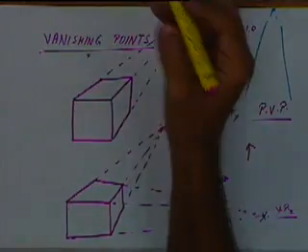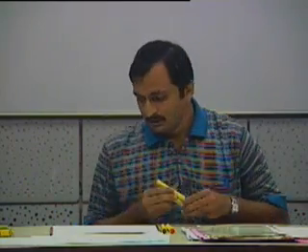For the general perspective transformation, how do we find vanishing points? We'll briefly see that method next time, and then we'll go on to the next topic, hidden surface removal. Okay, that's all for today.